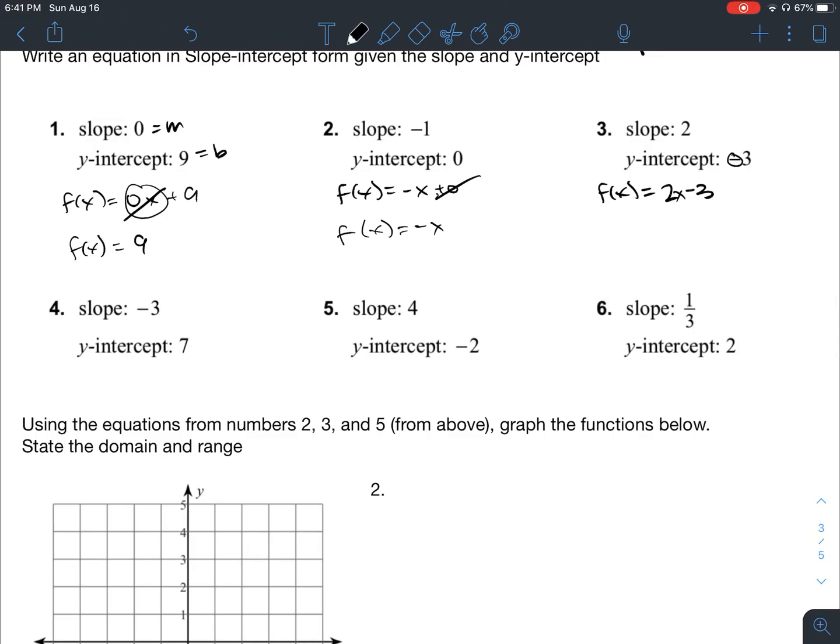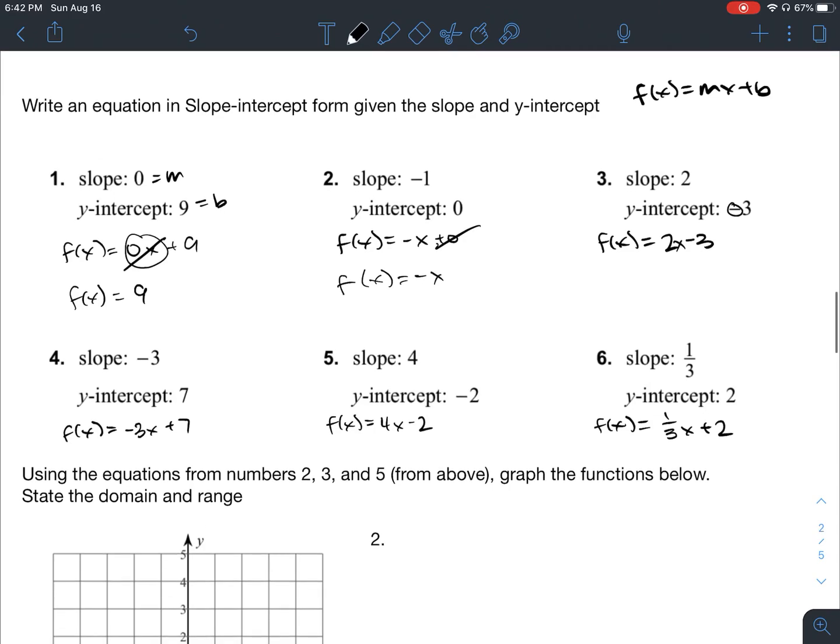Okay, for 4, f of x is equal to negative 3x plus 7. 5, f of x is equal to 4x minus 2. 6, f of x is equal to 1 over 3x plus 2. So it should be pretty easy whenever you understand where your values need to go.